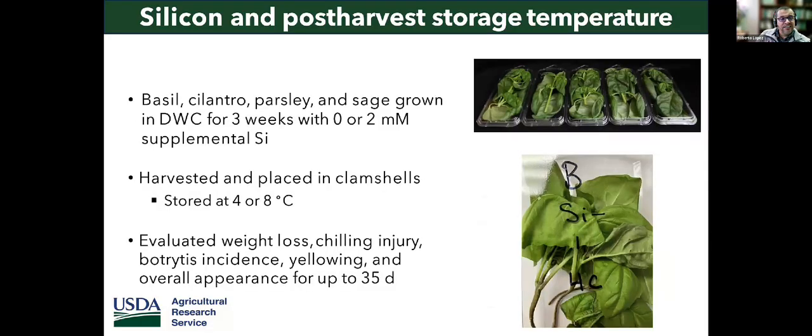Now here we're looking at the application of silicon to hydroponically grown fresh cut herbs. These were grown in deep water culture for 3 weeks and they either received silicon or they did not. Then they were harvested, placed in clamshells, and stored at 8 or 4 degrees Celsius. And they are currently evaluating the weight loss, symptoms of chilling injury, incidence of botrytis, any sort of yellowing, and the overall appearance of the basil after 35 days.